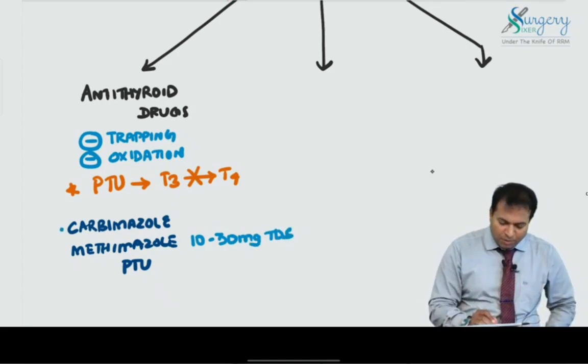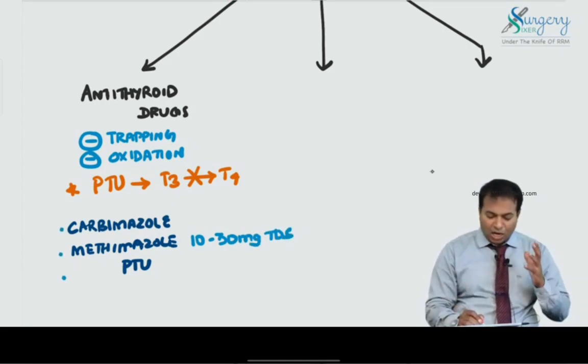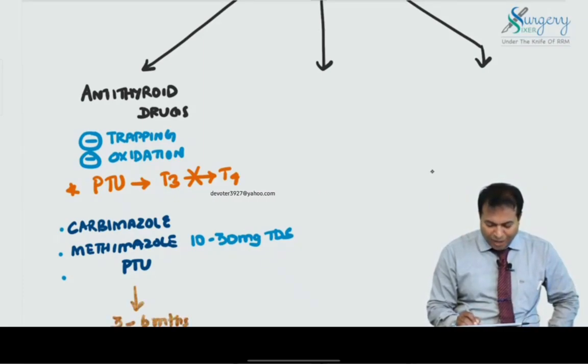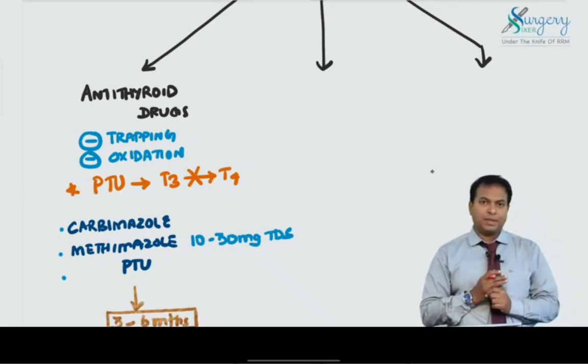But the problem with carbimazole, methimazole, and propyl thiouracil is that to become euthyroid will take a long period of around 3 to 6 months. To bring the patient to euthyroid, it will take 3 to 6 months. So we have to give these drugs for a long period.